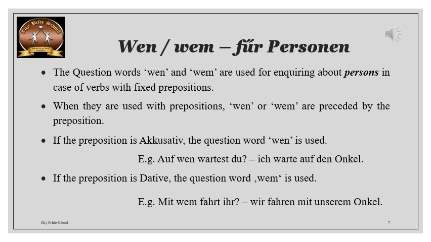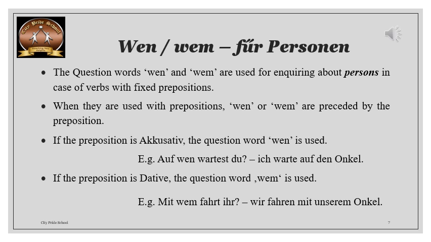So please keep in mind that whenever we form the question for verbs with fixed preposition, if we are talking about objects, we form the question with wo, and if we are talking about people, then we form the question with wen or wem. So the second point, when they are used with the preposition, wen or wem are preceded by the preposition. This is the basic difference between for objects and for people. In case of objects, we use first wo and then preposition. But in case of people, we have to use first preposition, then wen or wem.